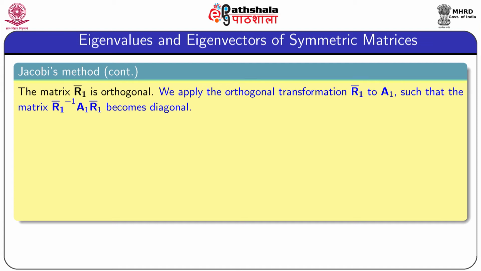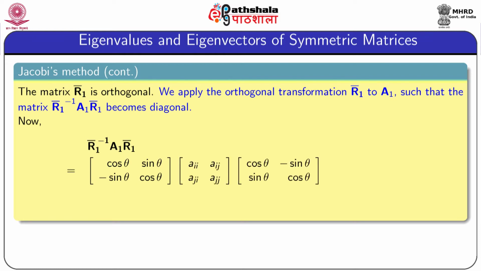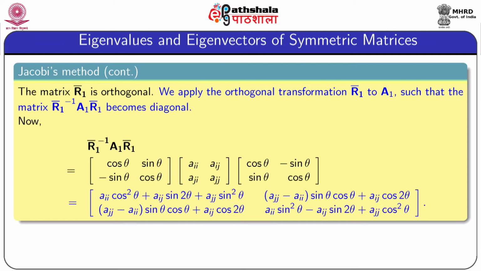Now we apply the orthogonal transformation R1 bar to A1 such that the matrix R1 bar inverse A1 R1 bar becomes diagonal. Now R1 bar inverse into A1 into R1 bar is equal to, this one is R1 bar inverse, this is A1, this one is R1 bar. After multiplication it becomes a 2 by 2 matrix whose elements are shown in the last matrix. Note that this is a symmetric matrix. The off diagonal elements are the same. The off diagonal element is Ajj minus Aii whole into sin theta cos theta plus Aij into cos 2 theta, and the diagonal elements are different.